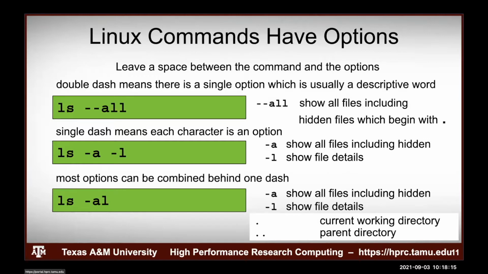So again, the second simplest command is ls, which is list. We see this ls command, which is the base command, and then we see the flag after it. The double dash means that this is a single option, which is usually a descriptive word. So when you see two dashes, you can read this entire option as one word, and that's how Linux is going to interpret it. So this is saying list all the contents.